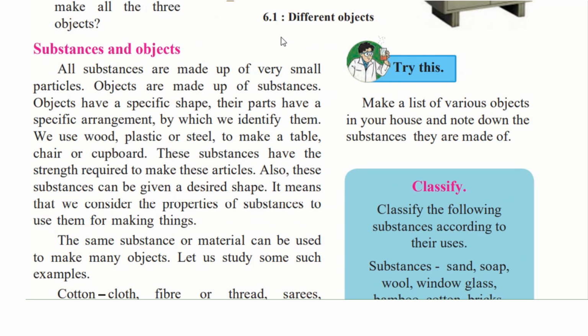Substances and objects. All substances are made up of very small particles. So everything, all the things that we see around us, are made of very minute, very tiny particles. And objects are made up of substances, just like we saw the chair, table, and the cupboard made of wood or plastic or metal. Objects are made up of substances, and objects have a specific shape.